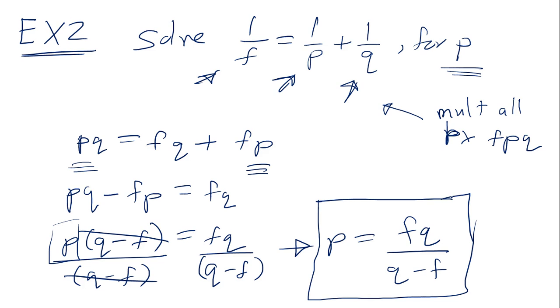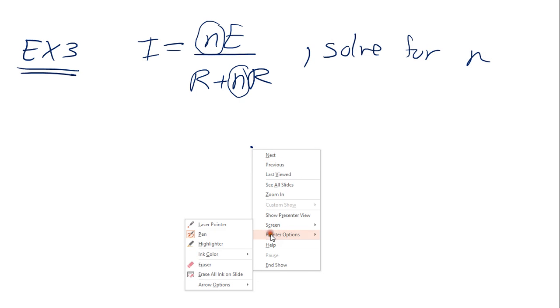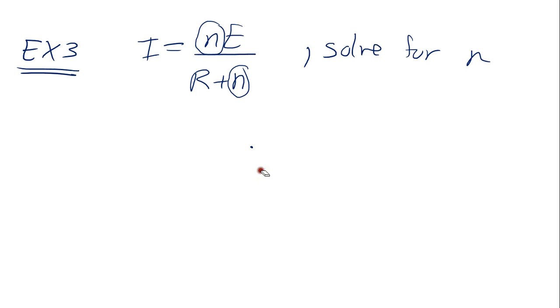So we'll try example 3. So I want to solve for n in this equation. So basically, you got a spot where your n is. I got an n here. I got an n here. All right. First thing I want to do, again, is get rid of my fraction, and let me correct something. Little r and big R are two different values, which is usually going to be the case.